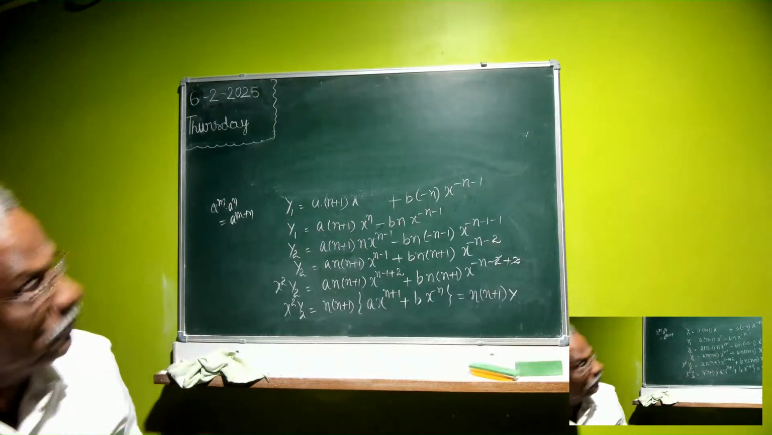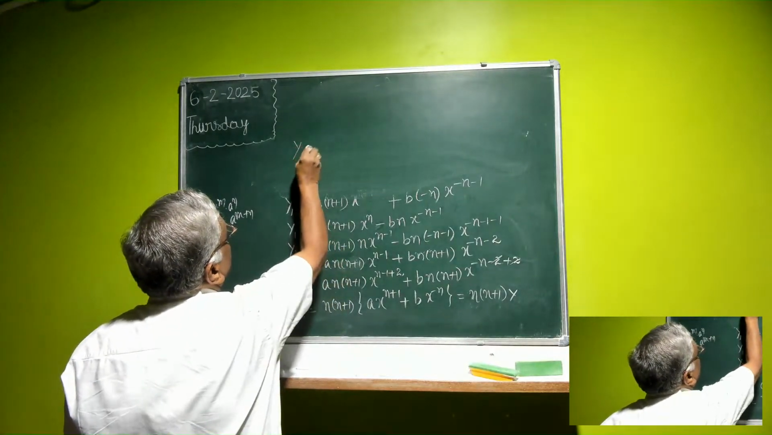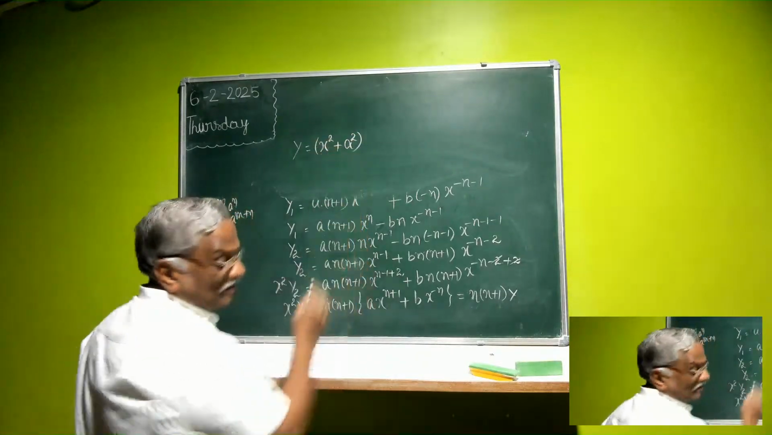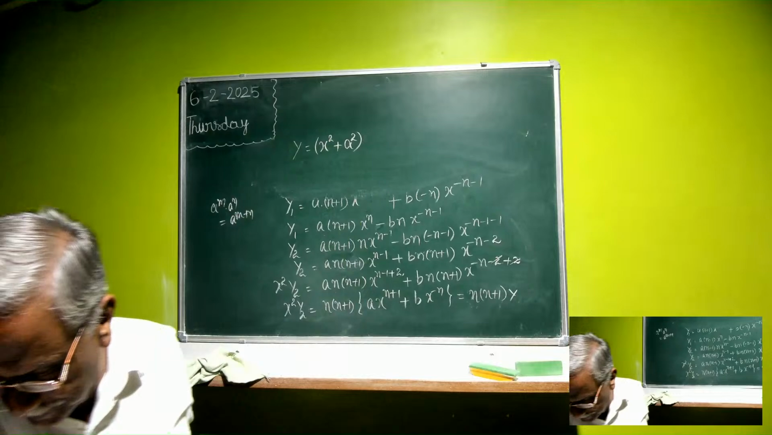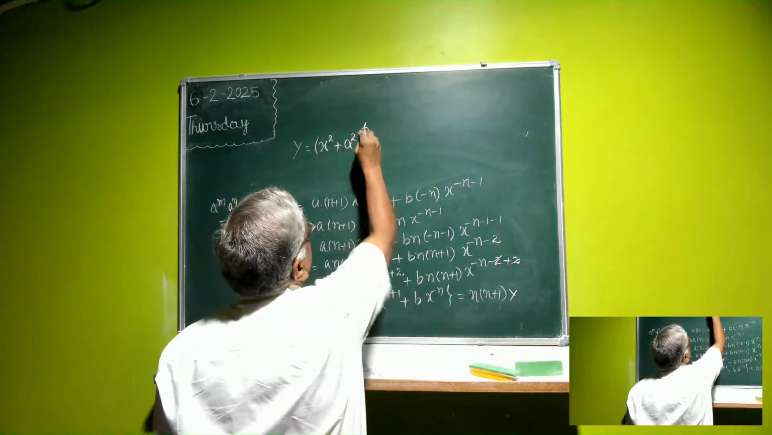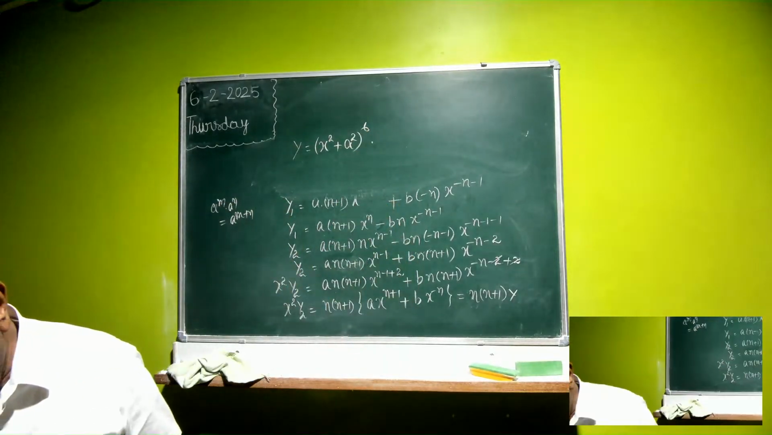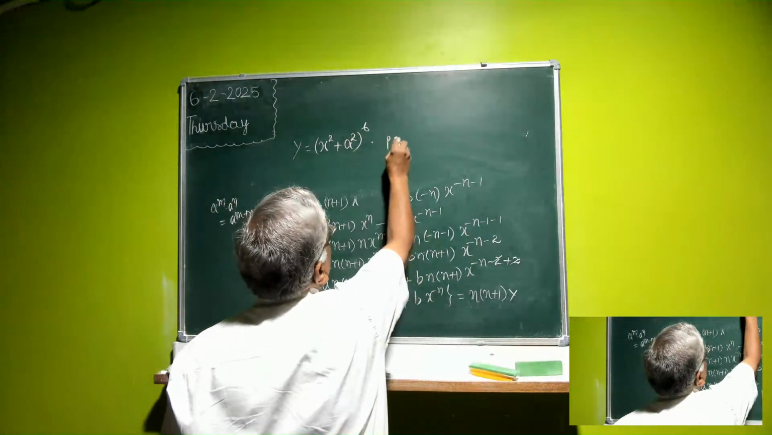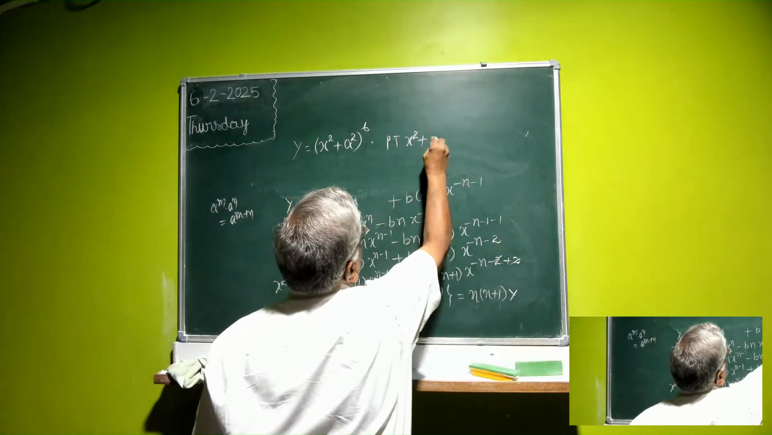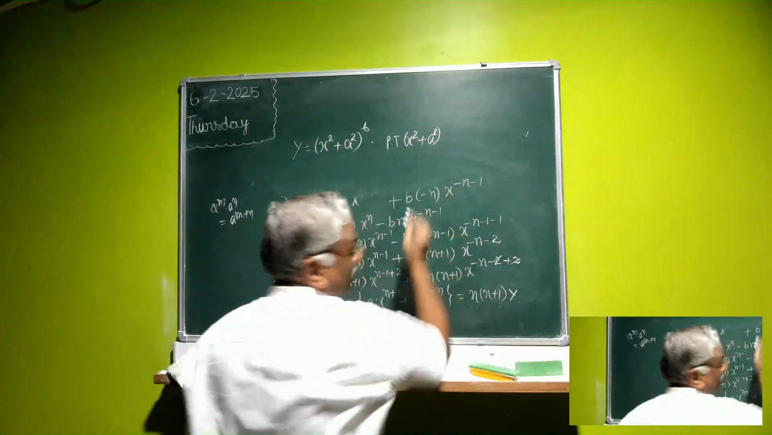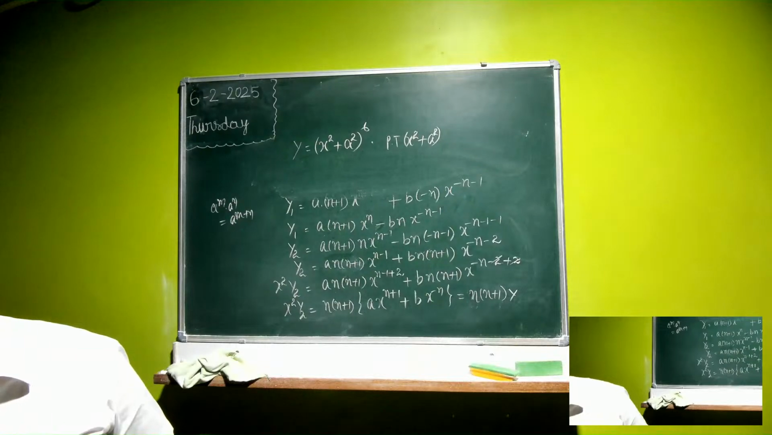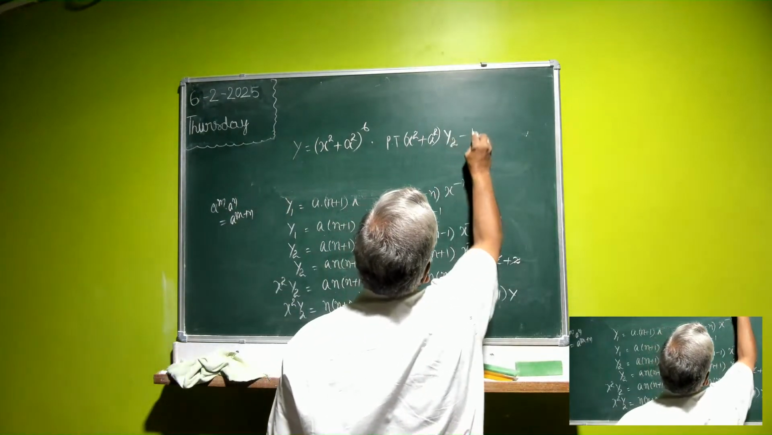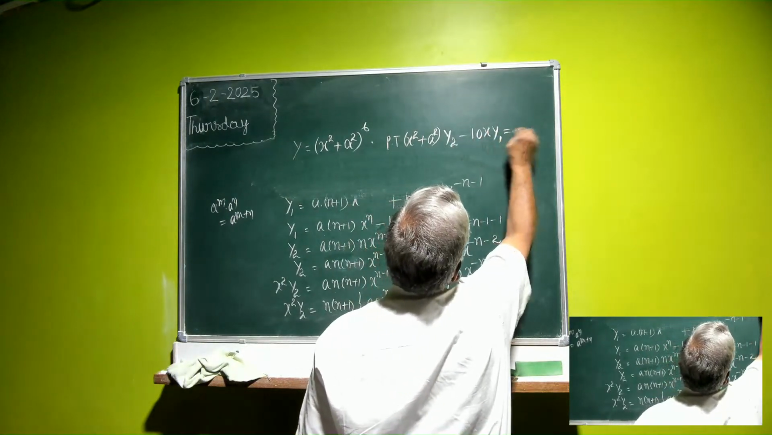y is equal to x squared plus a squared to the power of 6. Prove that x squared plus a squared into y2 minus 10xy1 is equal to 12y.